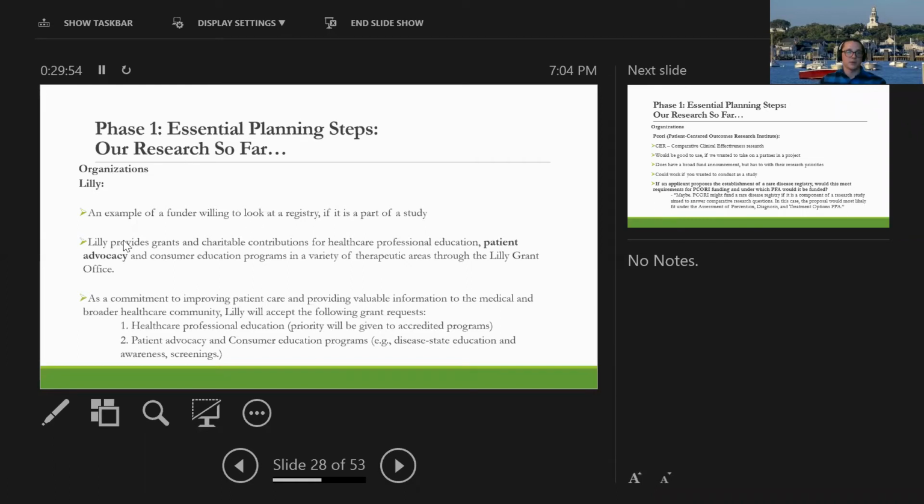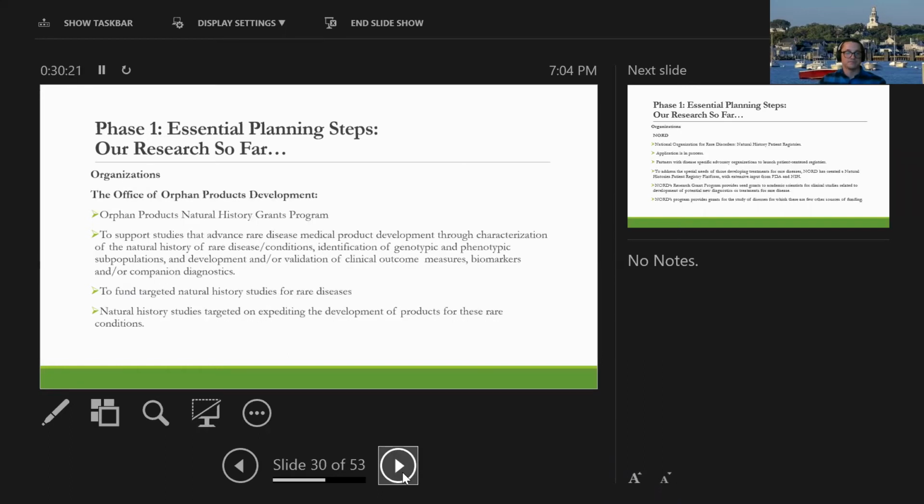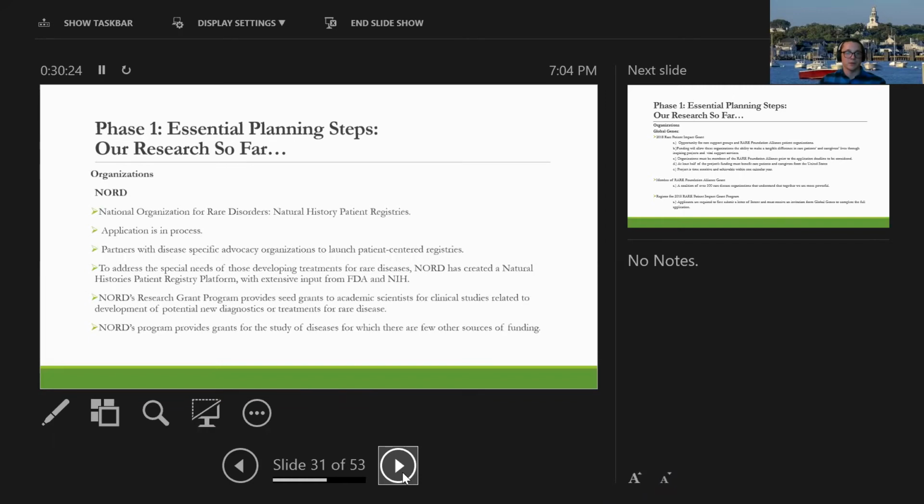Here we go into some private organizations. Lilly was an example of one that I presented, some of the stuff I would provide off Lilly. You know, Lilly provides grants and charitable contributions for healthcare professionals. Patient advocacy, this was key. This is what we were interested in, and so on. Another organization of interest, in bold why they would have fit. And then again, just some other like-minded organizations, and breaking down why I would put them on the list to be considered for the project we were trying to do. Just some of the stuff that you would want to keep in mind when researching organizations.